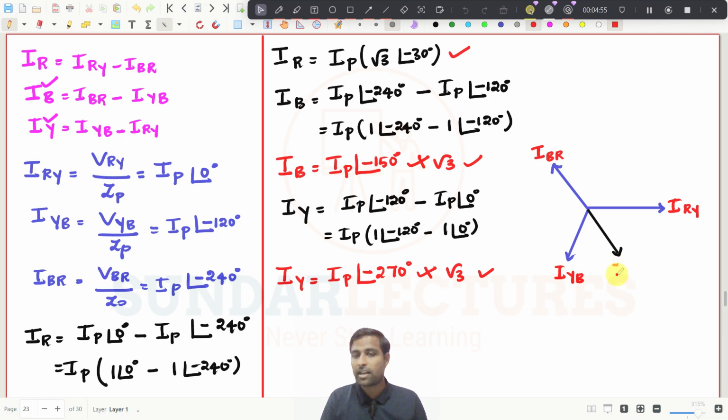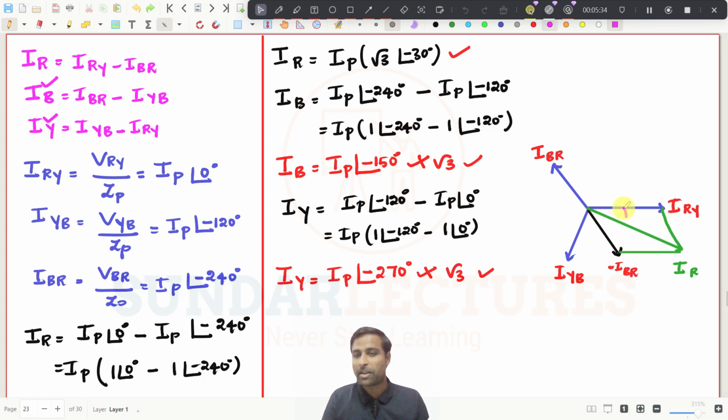Maybe I have to have a space here. So minus IBR, right? This is minus IBR. And what is this one? The addition of these two will give you what? IR, right? So the addition of these two, and the magnitude is root 3 times. The magnitude is increased, root 3 times. So what is this value now? This is nothing but IR, and if you add these two, you will get the final answer. And what will be the angle between these two?